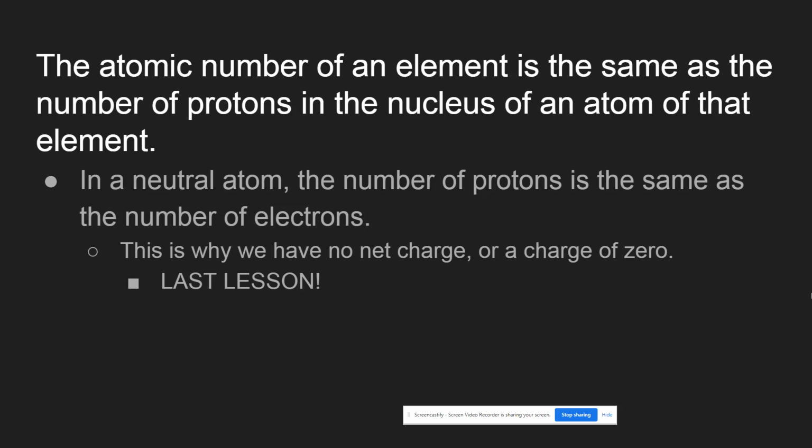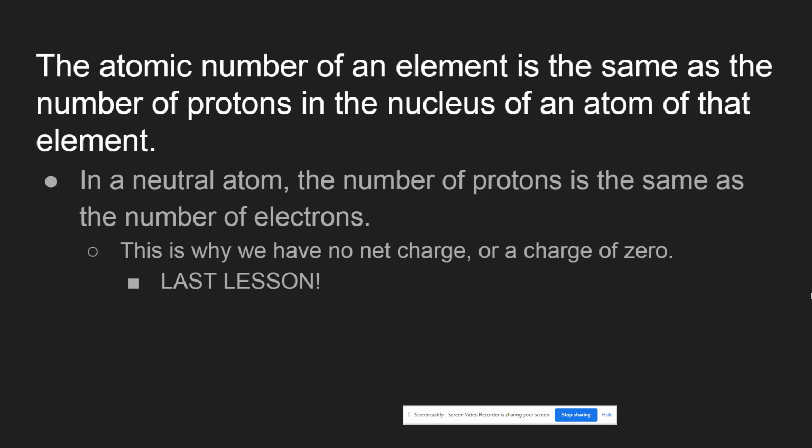Okay. So if I say, hey, find carbon on your periodic table. Okay. So you look at your periodic table and you say, okay, I found it. And I say, okay, what's the atomic number of carbon? You would say 6. Okay, great. We know the atomic number tells us the number of protons. Okay, that's good. We've learned that so far.